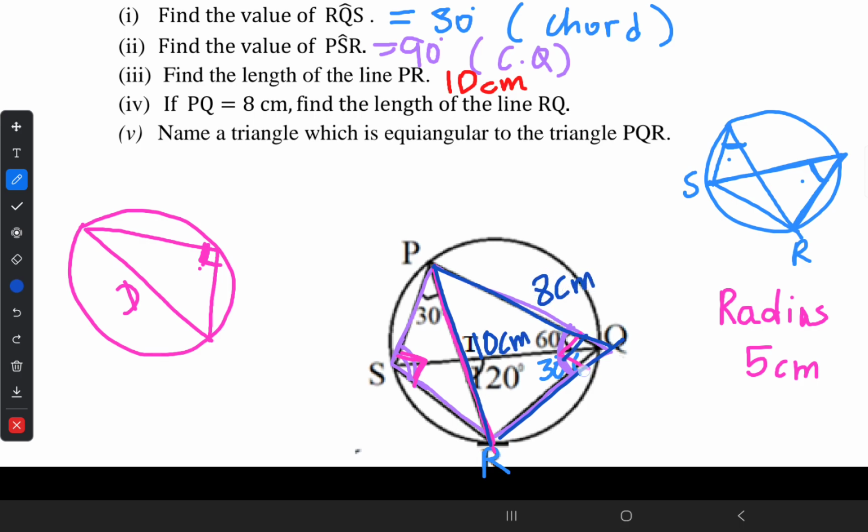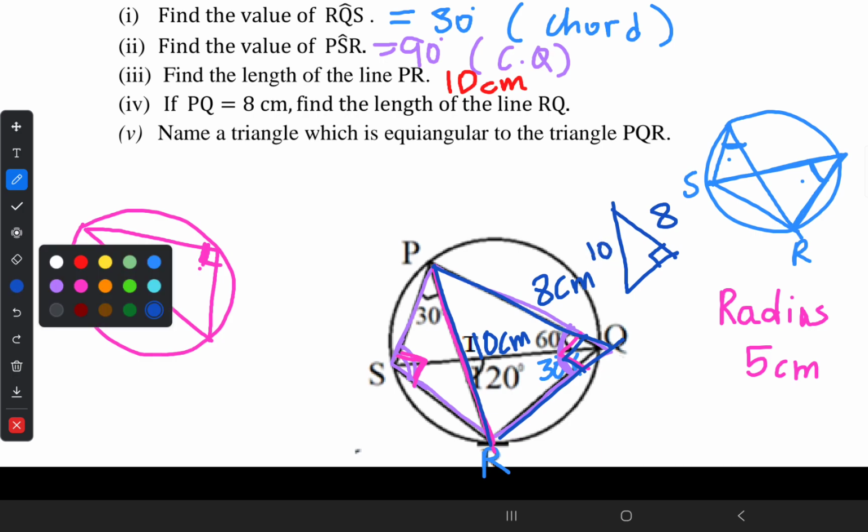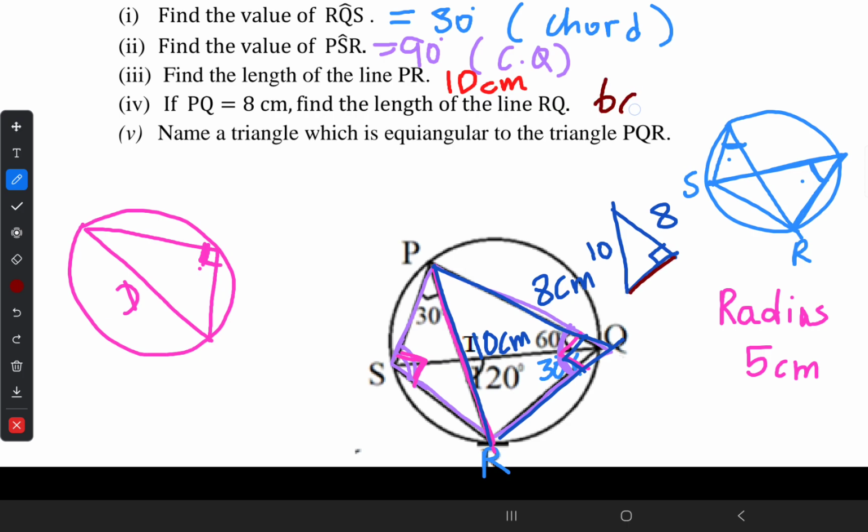This angle is 90 degrees. Here there is a right triangle, 8, 10. So by using the Pythagorean theorem, you should show your working to find this length RQ as 6 centimeters. RQ would be 6 centimeters. Then finally, name a triangle which is equiangular to triangle PQR.